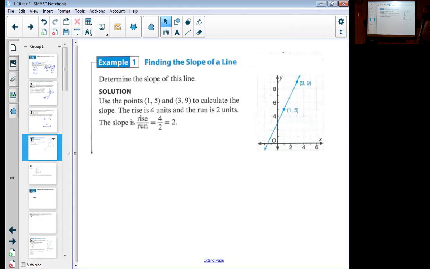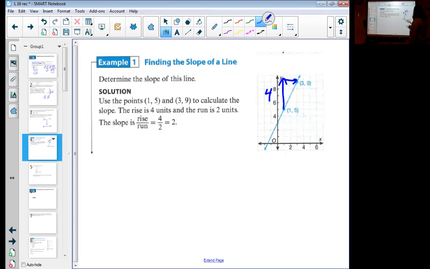So here, example 1. Determine the slope of this line. Use the points (1, 5) and (3, 9) to calculate the slope. So here we have a graph. This is going to be the easiest way of doing it. So we look at the change in y. Once again, we notice it's going up. So that is 1, 2, 3, 4. Up 4 over 1, 2.